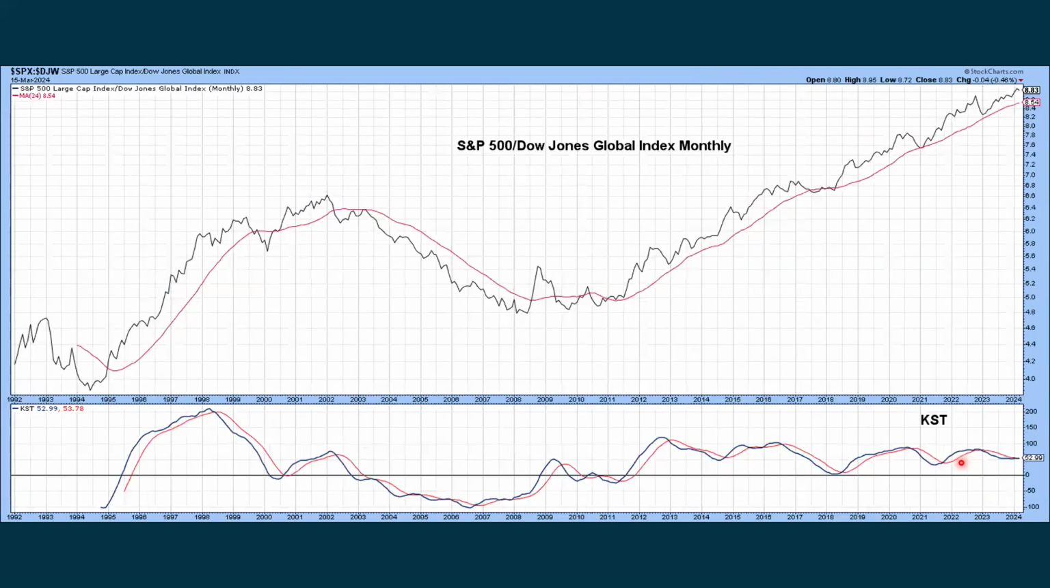And then we look at the S&P 500 and then another global index, on a monthly chart showing how the S&P is outperforming. We're kind of right on top of the moving average with the KST. If we see more strength in U.S. stocks, we would probably see this turn more positive.